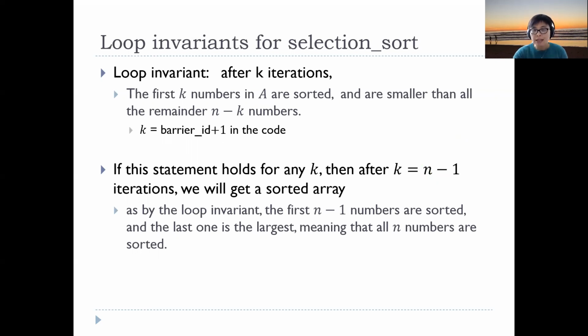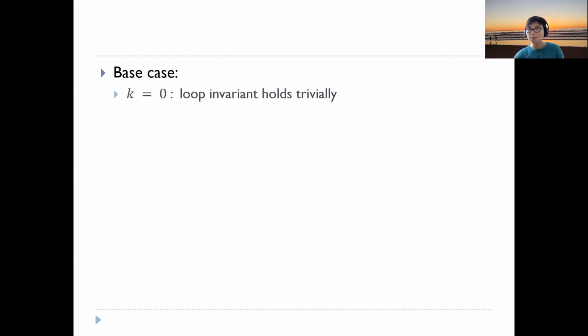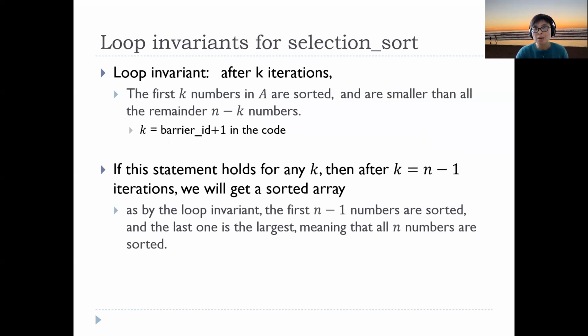Okay, and as we said, the way to prove that is to start from the base case, say that at the beginning it holds, and argue that after every iteration it still holds. That's it. So now the base case is basically at the beginning, before we even start any iteration. Let's call that the zeroth iteration. So in that case, the iteration ID is k equal to 0. Of course, at this point, the loop invariant says that the first k numbers are sorted.